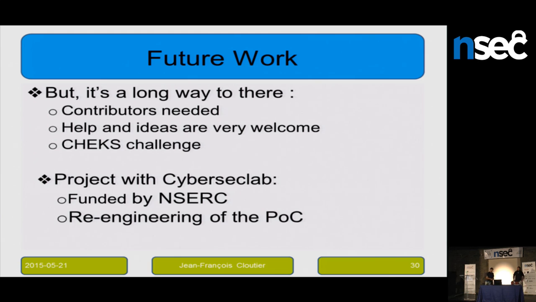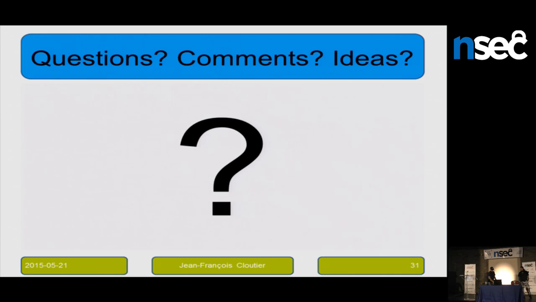This summer, we have a small project that is funded partly by NSERC, the Research Council of Canada. And we will re-engineer the proof of concept because that's my own implementation. It's a proof of concept, like patch over patch over patch, just make it work. So we're going to be building a new architecture with a better approach from what we've learned in the past. So any questions?